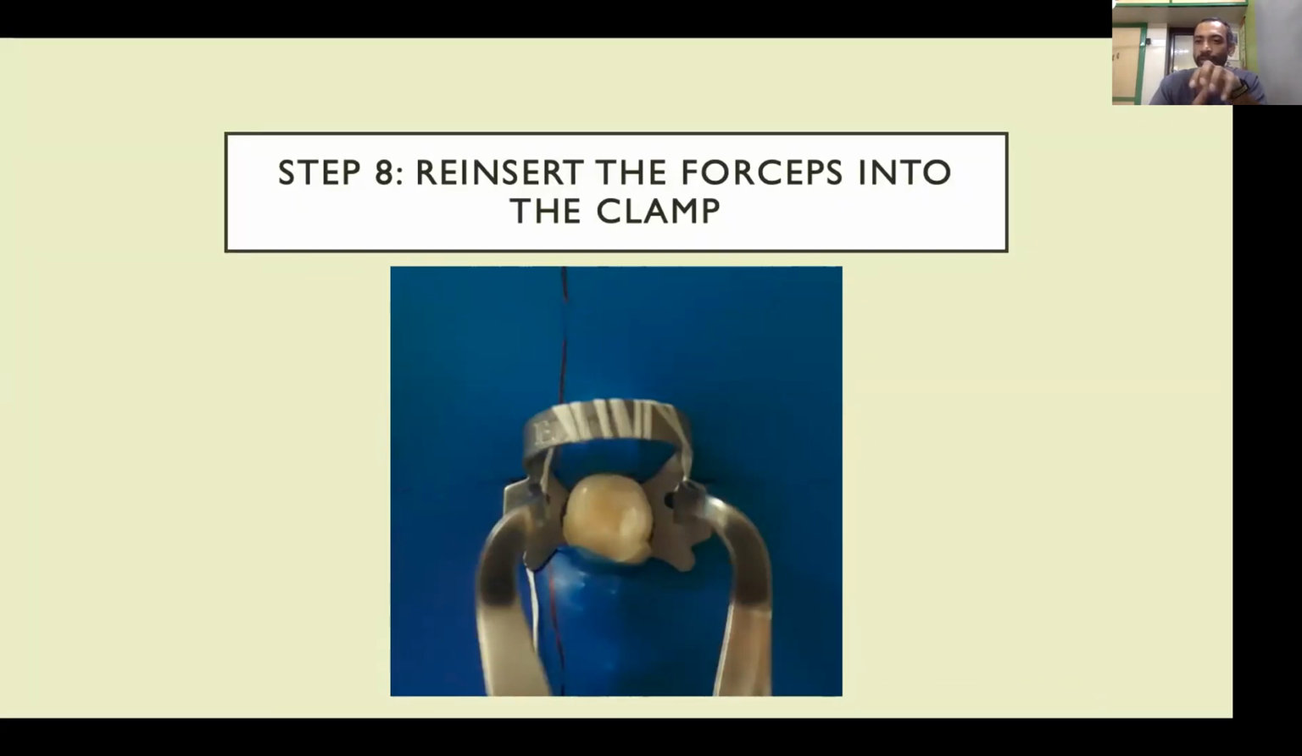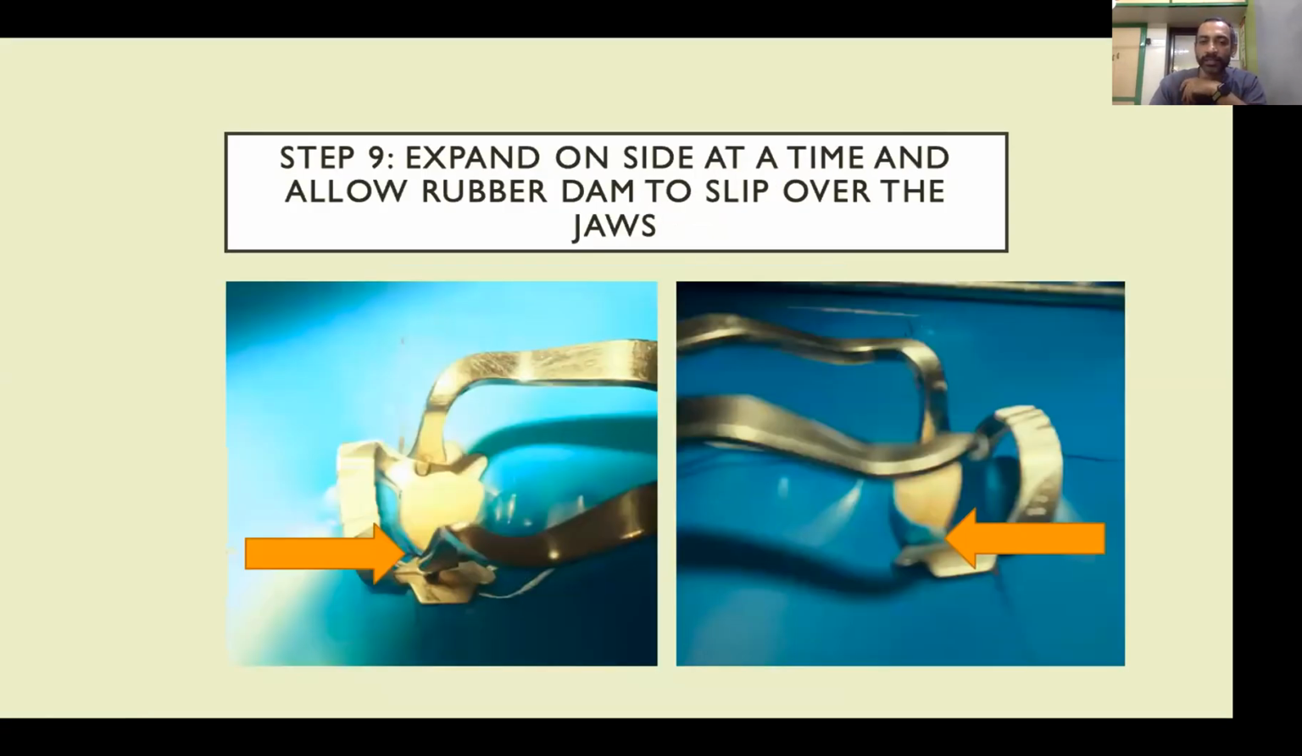and you do something called a rock and release. The rock and release method is when you expand only one side. So you keep one side of the clamp firmly against the tooth. The other side you expand, you allow the rubber dam material to slip up a little bit, and then you release it. Once you release it, you will find that the rubber dam goes over the tooth and then the clamp goes over the rubber dam. Now this margin is sealed very well.